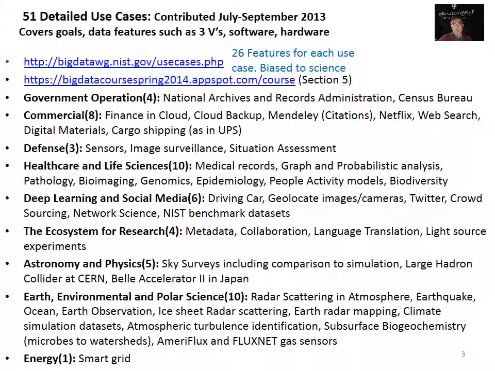First, we see the 51 use cases, with 26 features for every use case. Remember, we discussed those 26 features. These are all defined here at this website, and there's also a very complete discussion of them in my earlier course. We will not repeat this complete discussion, because that went through every one of the 51. Here we'll just go through a few of them to illustrate some key features.